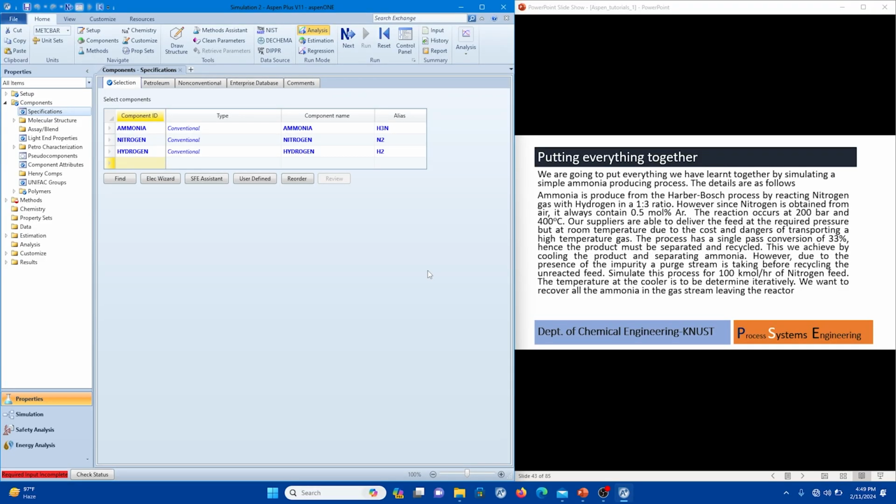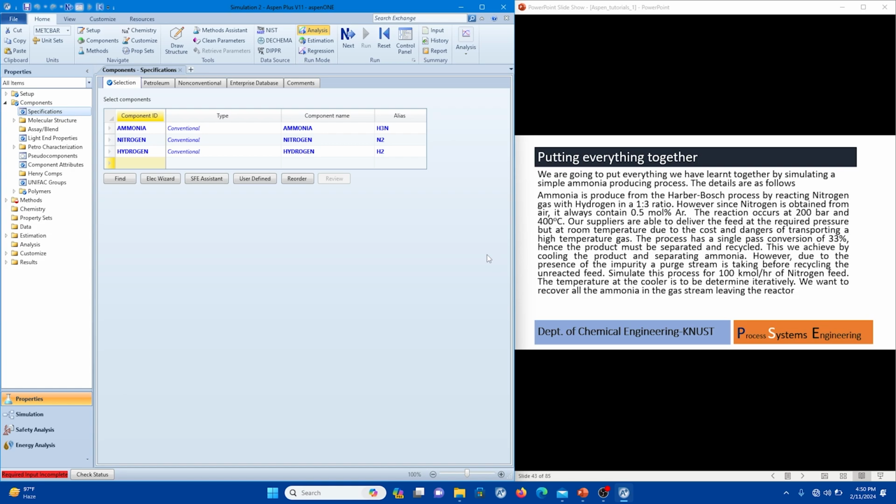So we have a problem here. Ammonia is produced by reacting nitrogen gas with hydrogen in some ratio. Since nitrogen is obtained from air, there is some argon composition, and the reaction occurs at 200 bar and 400 degrees Celsius. Our supplies are able to deliver at the right pressure, but not temperature. So we are going to model this problem in Aspen.